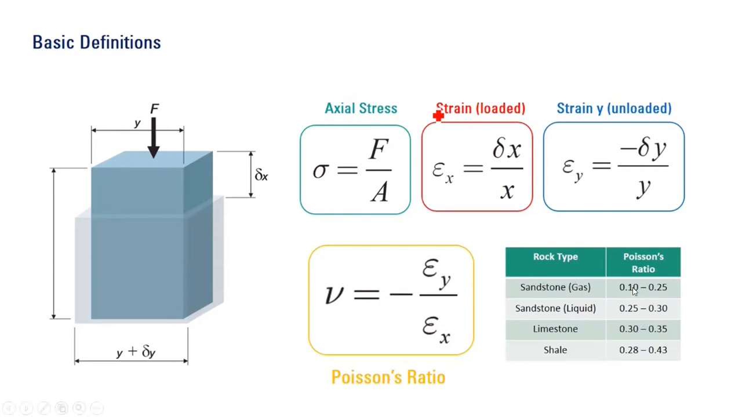So they have given us some various values of this Poisson ratio for sandstone that is occupied by gas and one of liquid, limestone, and shale. They are giving these values because generally these are the various lithologies that we expect to see in a normal sedimentary basin where we have hydrocarbon. We expect to see one or two of these, because definitely we'll have shale, which is our source rock.